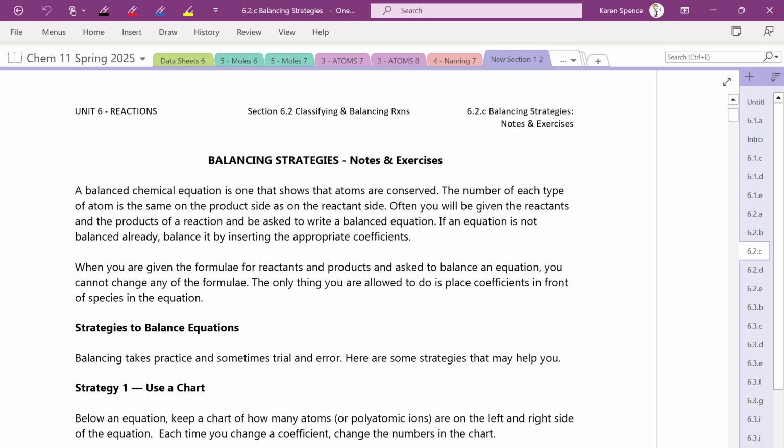All right. So we are on page 28. And there's a whole bunch of strategies to balance equations that we're going to learn today.